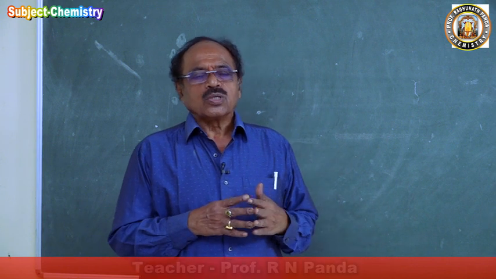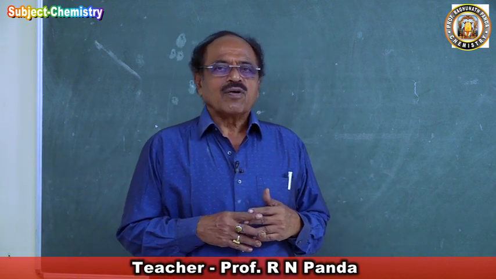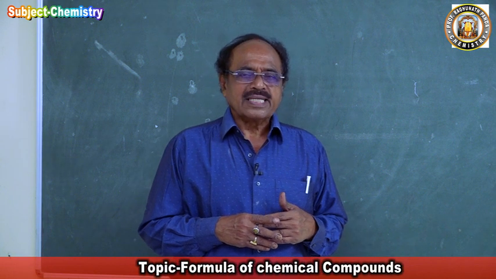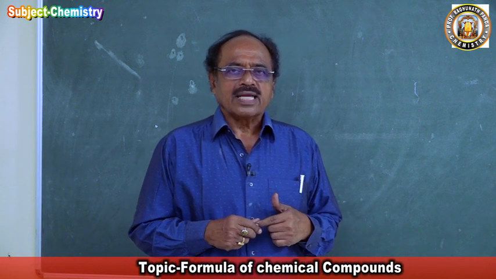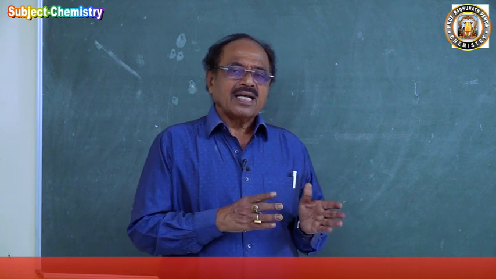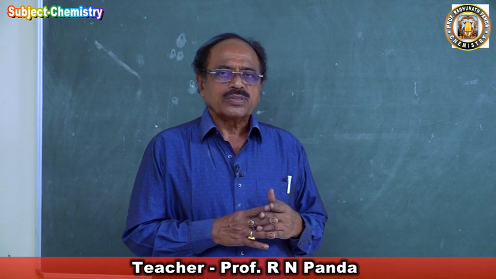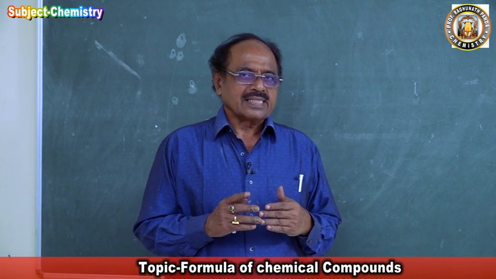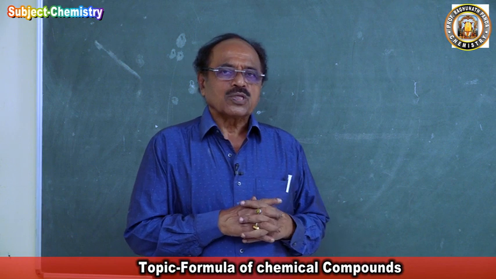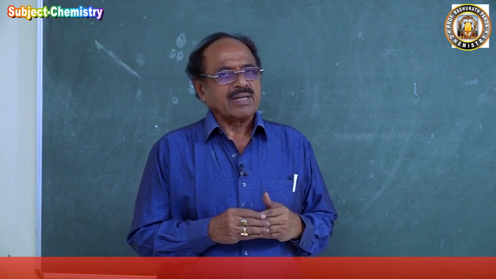Then coming to group 4, we have discussed carbon and silicon. Carbon forms CO3 minus 2, carbonate, and silicon forms SiO3 minus 2, silicate. Carbonate combines with H plus to form HCO3 minus, called bicarbonate. So these are the compound electronegative radicals I talked about in my last class.